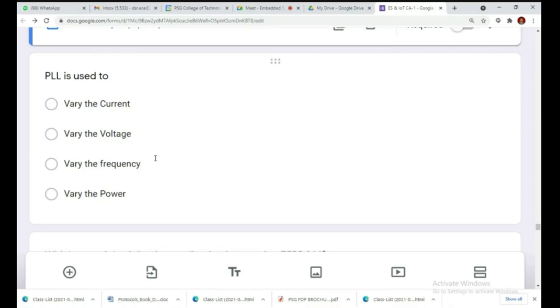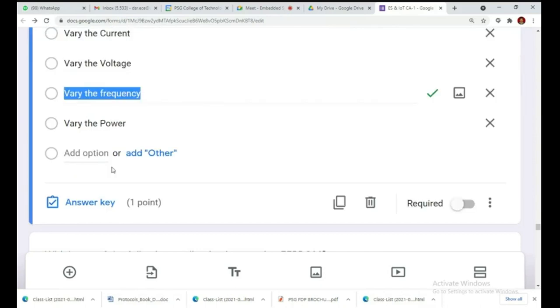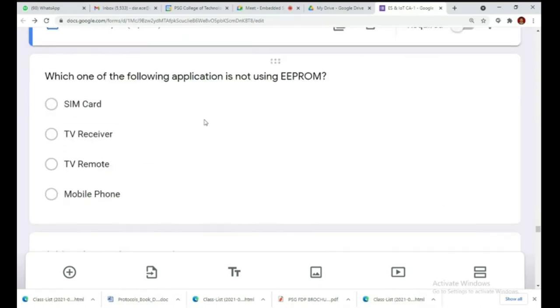Say, for example, I need to work with 60 megahertz. With the help of a 12 megahertz crystal, I can multiply the crystal oscillator frequency by 5 and make the processor work at 60 megahertz. So PLL can be used as a frequency multiplier. So PLL is used for varying the frequency is the right answer.